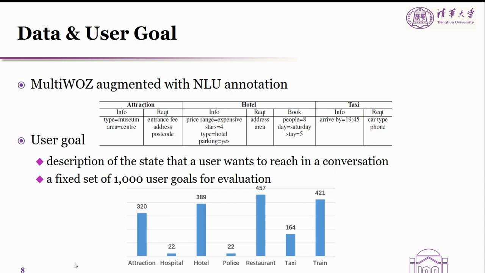To give in-depth evaluation results, we use a multi-domain goal-oriented dialog corpus for experiments. We augmented it with NLU annotation. A user goal is launched to initialize a dialog during the evaluation. It is a description of the state that a user wants to reach in a conversation. To ensure a fair comparison, a fixed set of 1,000 user goals are extracted for evaluation. The domain distribution of user goals is derived from the original corpus.